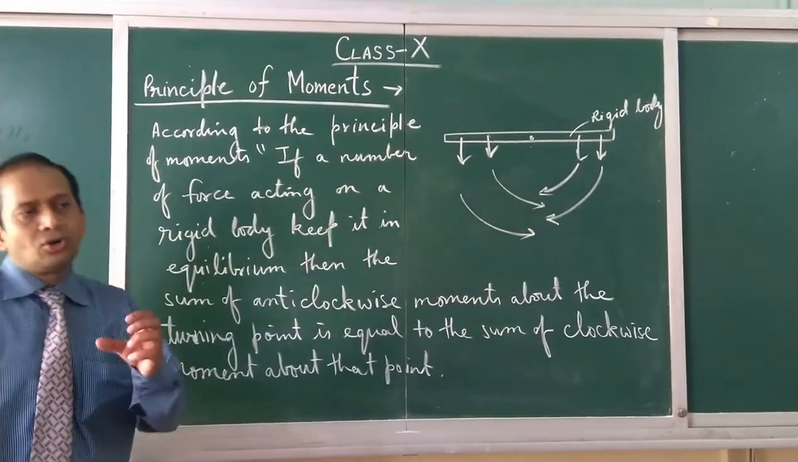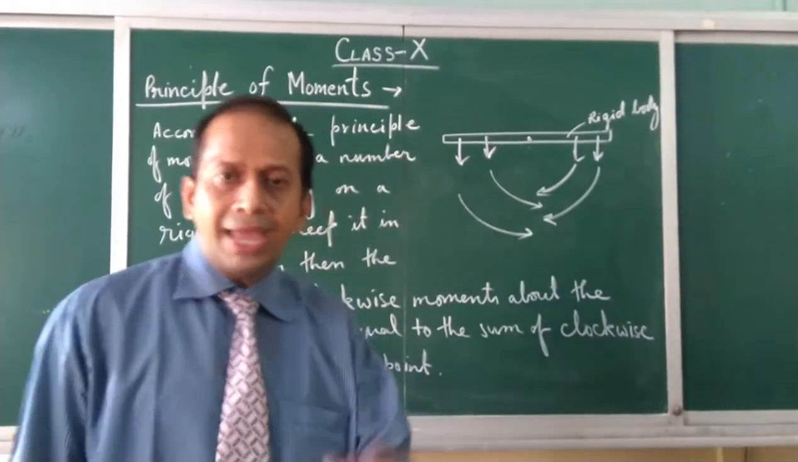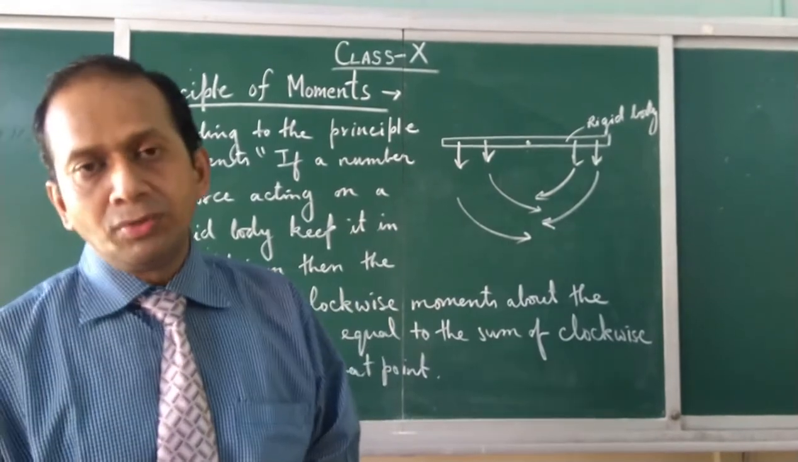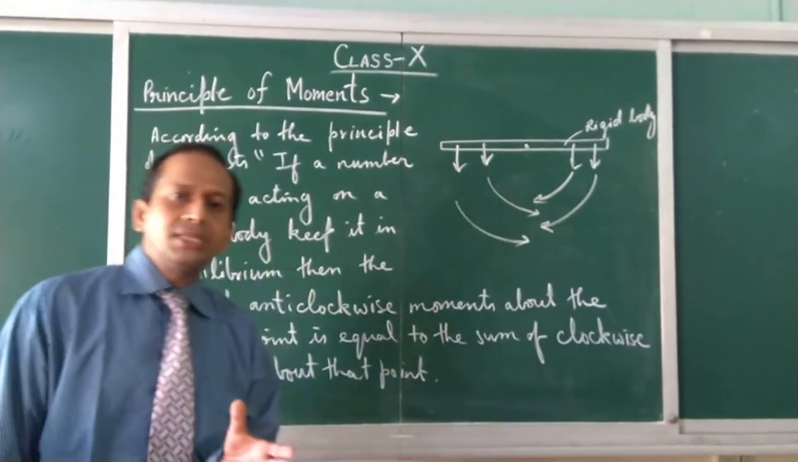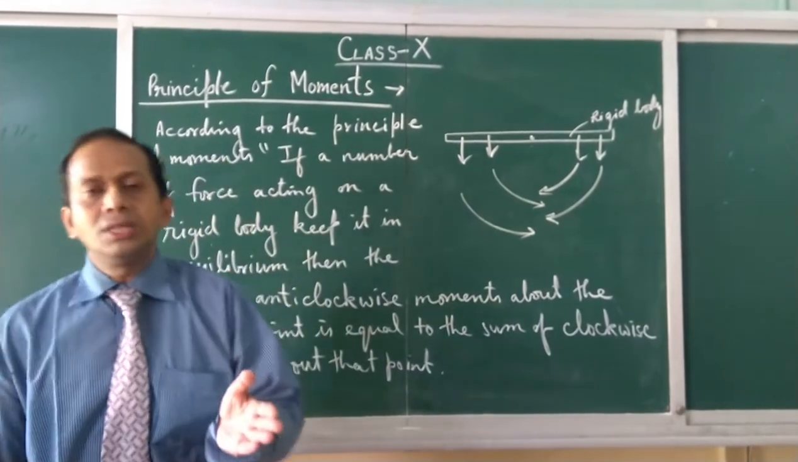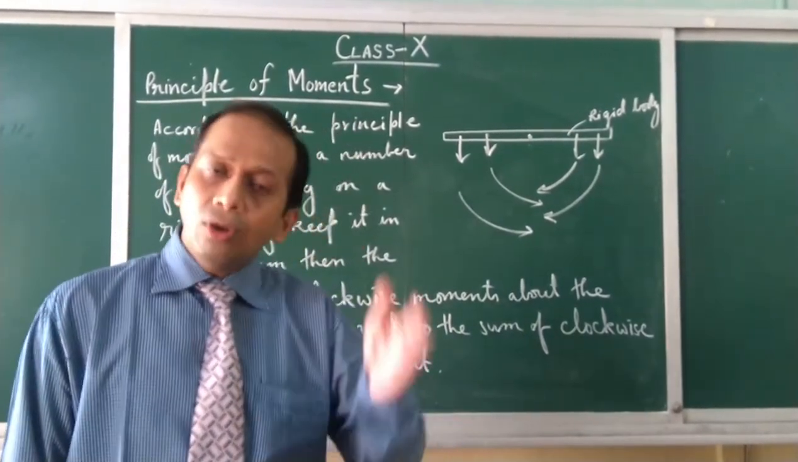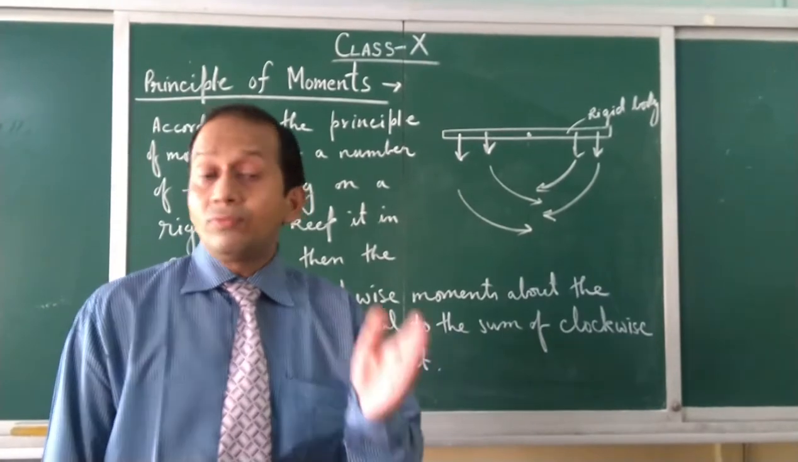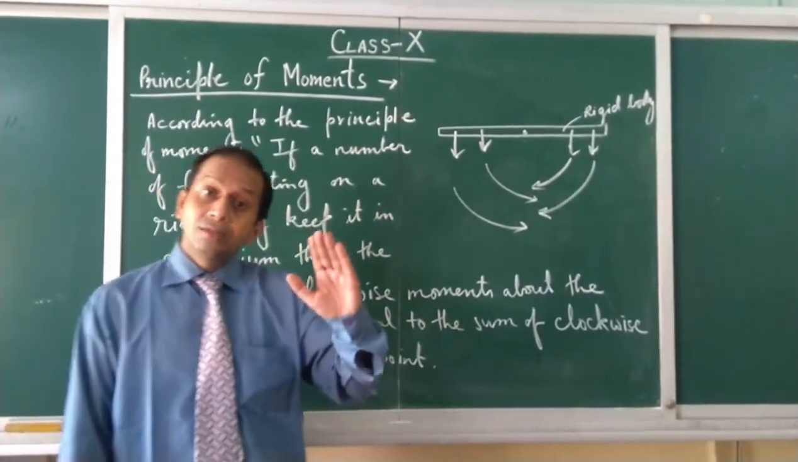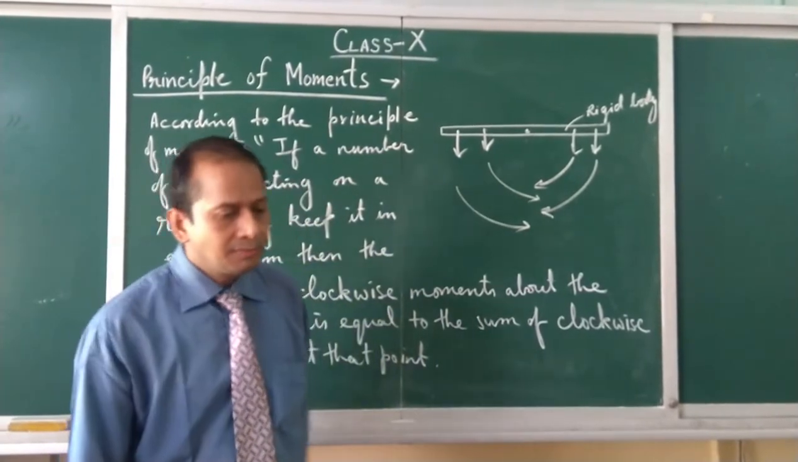You can say in short form also: at equilibrium, the sum of anti-clockwise moments of all the forces acting on a body about the turning point is equal to the sum of clockwise moments of all the forces acting on the rigid body about that turning point.